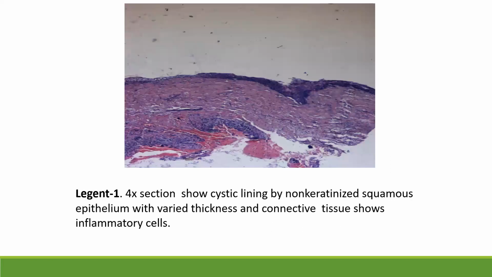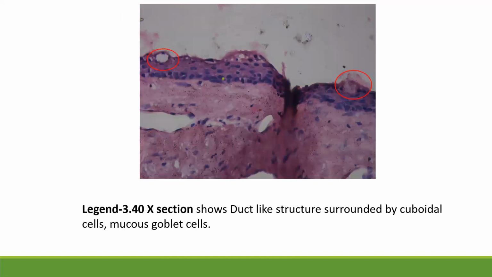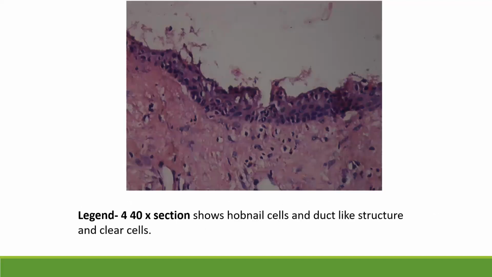Now this section shows the cystic lining of non-keratinized squamous epithelium with varying thickness, and connective tissue showing inflammatory cells. This figure shows the non-keratinized squamous epithelium of varied thickness and connective tissue stroma with inflammatory cells. This shows the duct-like structure surrounded by cuboidal cells, and the mucous goblet cells can be seen. This shows the hobnail cells, the duct-like structure and a clear cell.